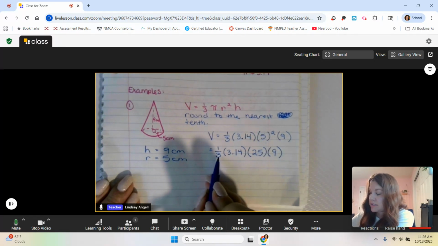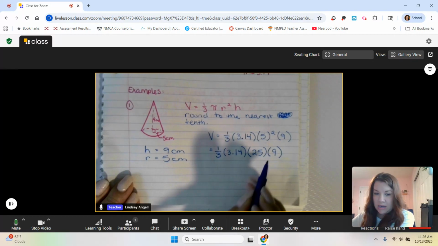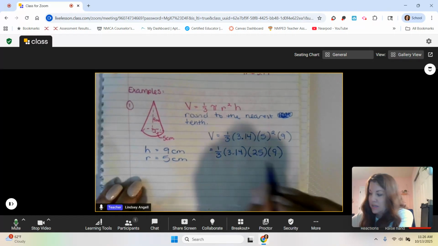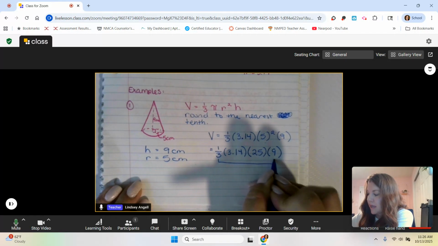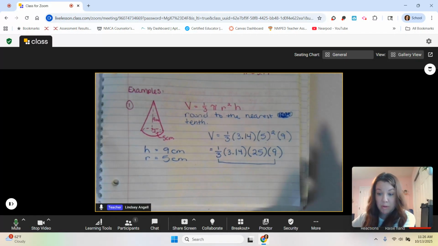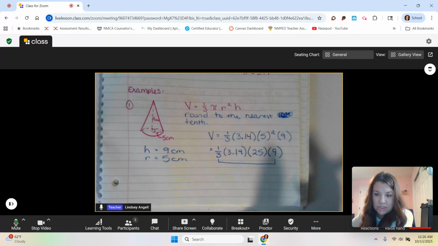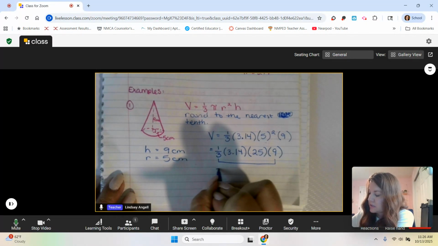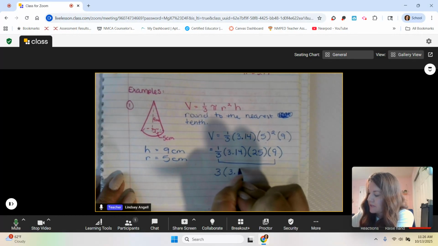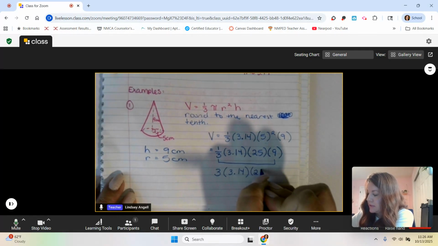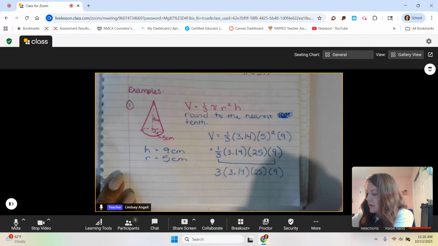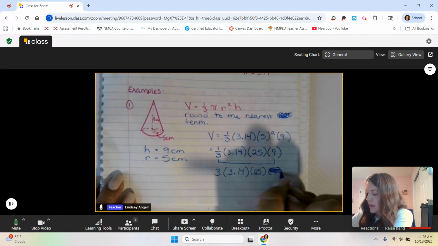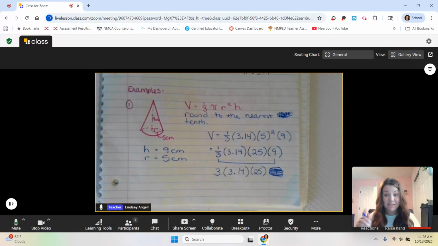Now one thing I notice is that there's a 1/3 and a 9. 1/3 times 9 is 3. Because of the commutative property of multiplication, I can rearrange these and multiply them in whatever order I want. So 1/3 times 9 is 3. Then I have times 3.14 times 25 times, oops, I already did the 9, okay? See, that's the benefit of writing everything down, then you can catch mistakes like that.